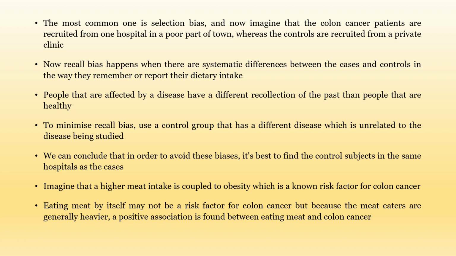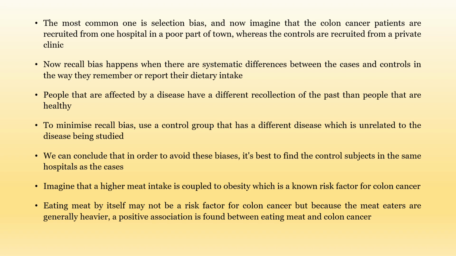Another source of bias is called recall bias. Recall bias happens when there are systematic differences between the cases and controls in the way they remember or report their dietary intake. It's well known that people that are affected by a disease have a different recollection of the past than people that are healthy. Therefore, to minimize recall bias, it is best to use a control group that has a different disease which is unrelated to the disease being studied.